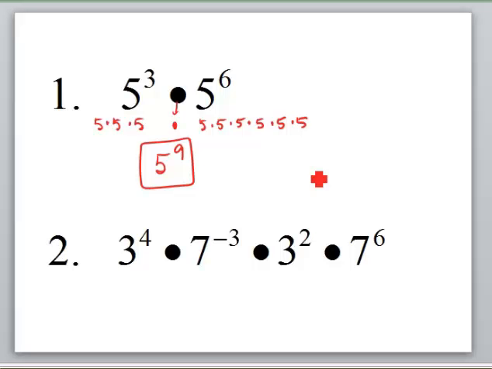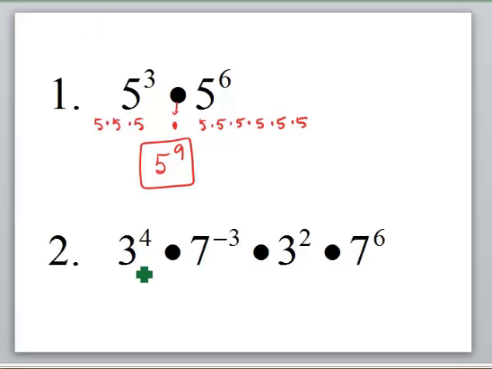Because of how large 5 to the 9th really is, I am not going to multiply out 5 times 5 9 times. So I'm just going to leave my answer as 5 to the 9th. Most of the time I will go ahead and say what that answer is.